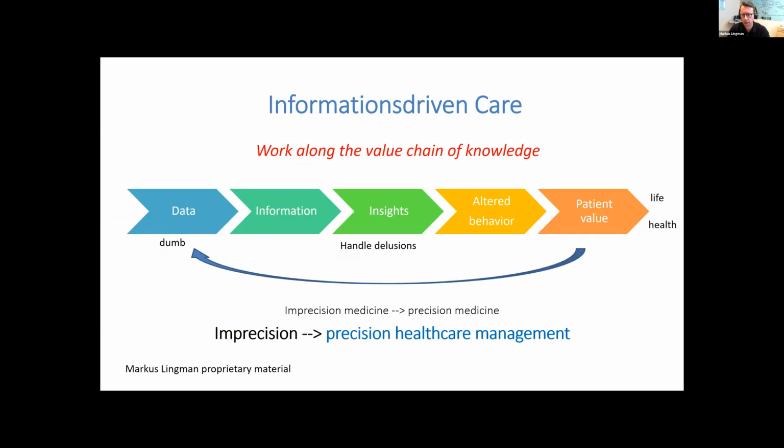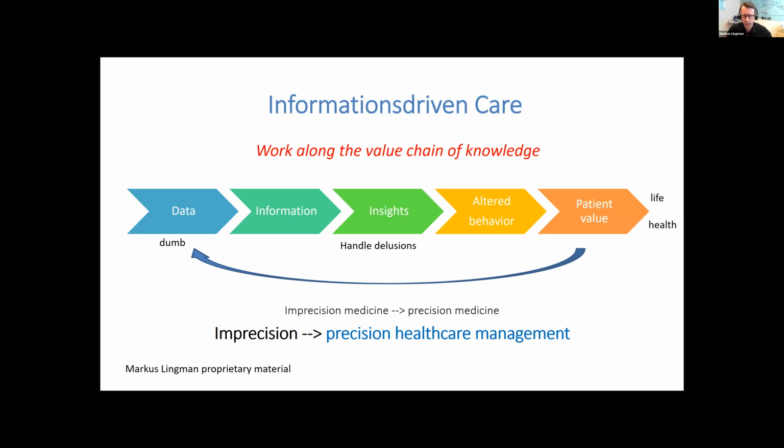And it's all about a larger paradigm that we've been working on for several years now, since 2014, which we call information-driven care. And what's this notion all about? Well, it's working along the value chain of knowledge, which means that you want to work as a healthcare system in a more precise, fact-based, predictive way. And in order to do that, you need to utilize all the data that you have in your healthcare system. And we did that, and I will soon show you in what way.